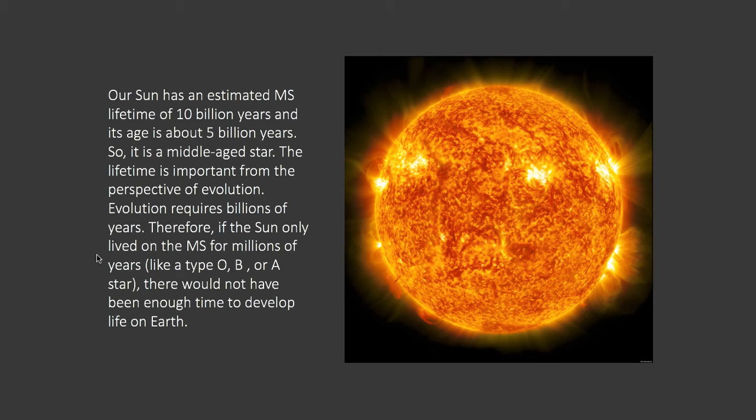Now, we can think about the lifetime of stars in a lot of different ways, but one of the more interesting ways to think about the lifetime of a star is how it affects evolution. If you're interested in how life has evolved on the Earth, the fact that we live around a star that has a lifespan of billions of years was really critical because it requires billions of years for evolution to happen. At least evolution, the way it happened on Earth, requires billions of years. So could life have developed on a type O star or a type B star?